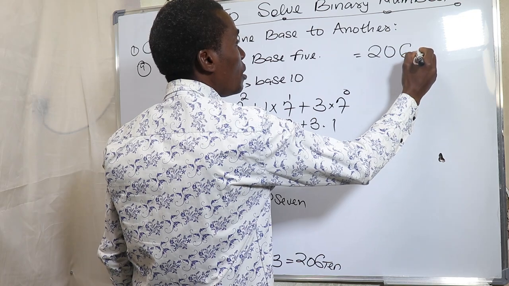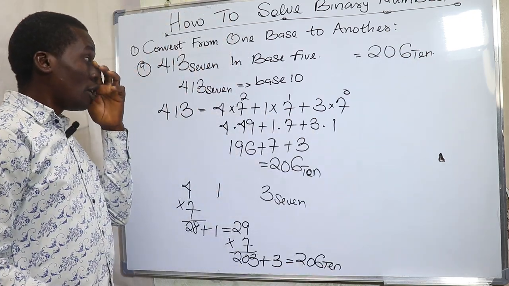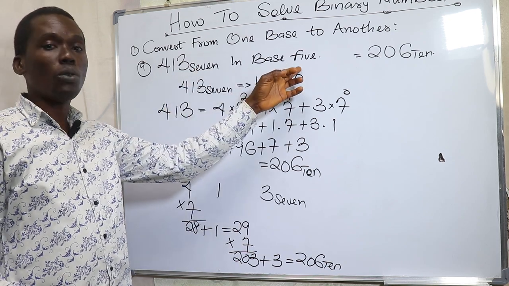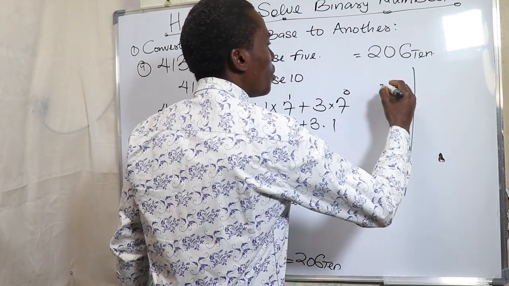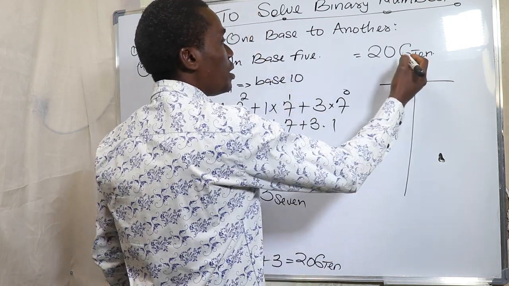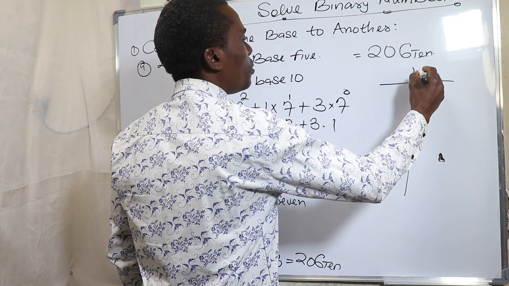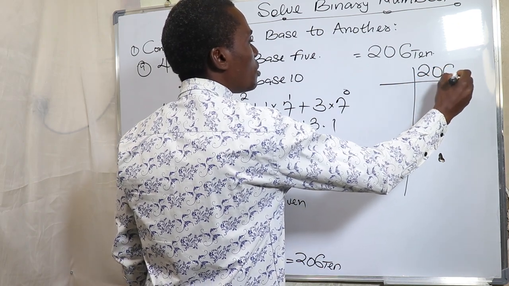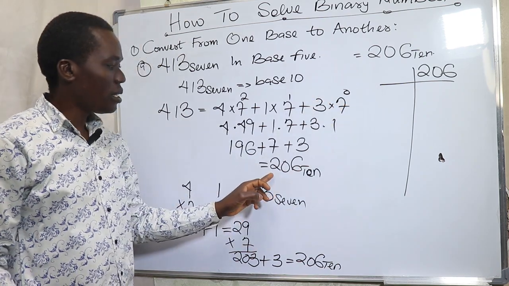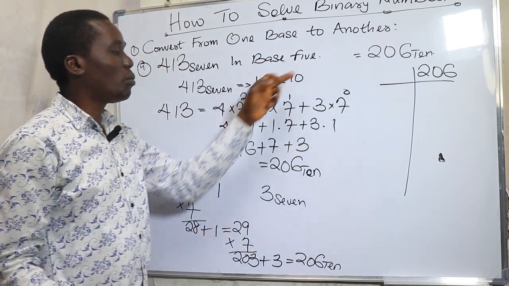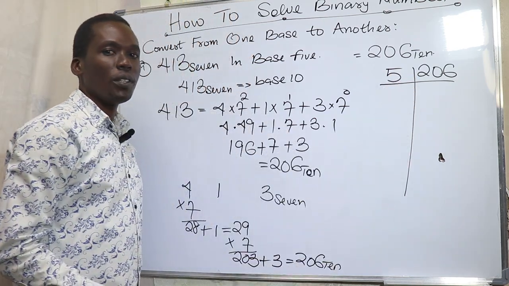206 in base what? In base 10. So our main aim now is to convert from base 7 to base 10. And to convert from base 10 to base 5, we are going to use the multiple division method. We are converting the result in base 10 to base 5, which is the required base we are asked to look for, right?